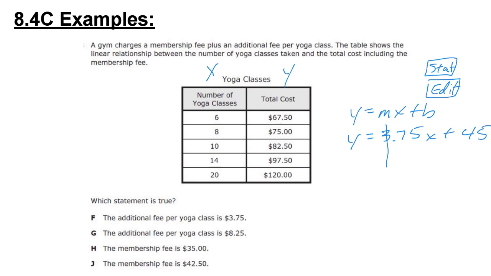So we know out of these choices, which is true. The additional fee per yoga class is $3.75, and that is true. It's $3.75 per class. It's not $8.25. The membership fee is not $35. It's $45. So your only answer is F.